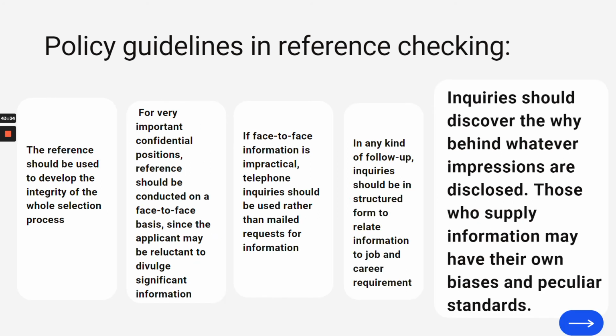And then number five, inquiries should discover the why behind whatever impressions are disclosed. Those who supply information may have their own biases and peculiar standards. So inquiries should discover the reason behind it, because some people see a behavior as bad while another thinks it is okay, depending on perspective. You also cannot get the reference only from the applicant's best friend, or you can, but not necessarily rely on it alone.